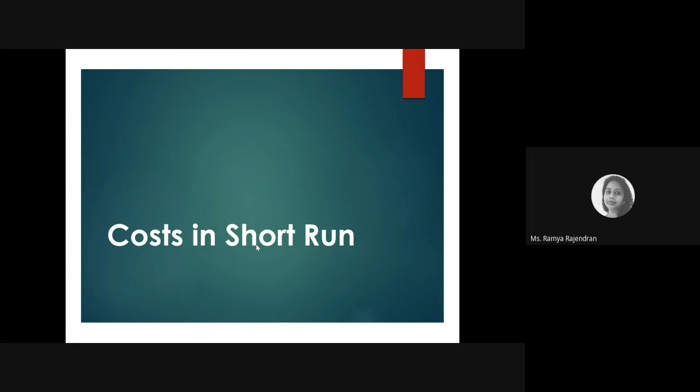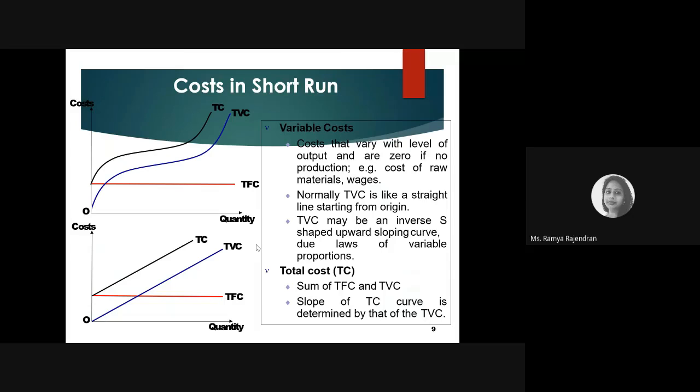Okay, so next, let's try to compute cost in the short run. Here you have quantity on the x-axis and cost on the y-axis. When you plot the total fixed cost curve, it's always the same. In the short run, fixed cost is always the same, right? Over a period of time it might increase, but it's always the same.